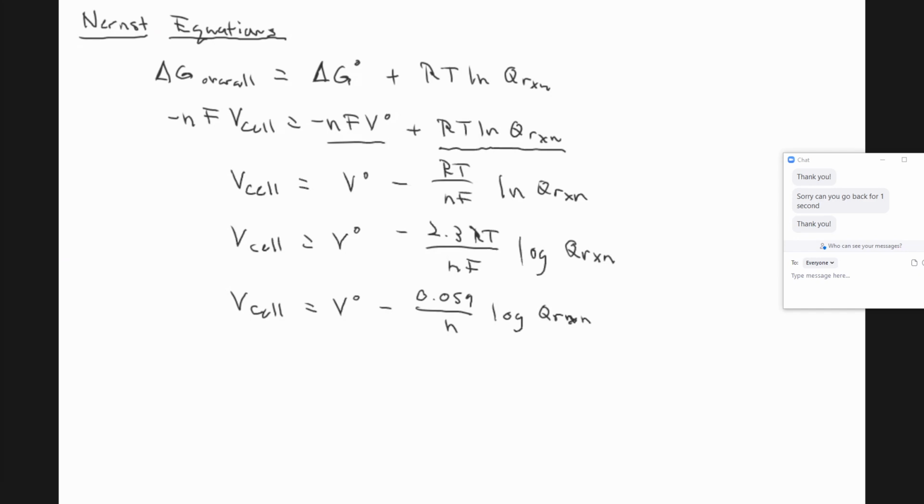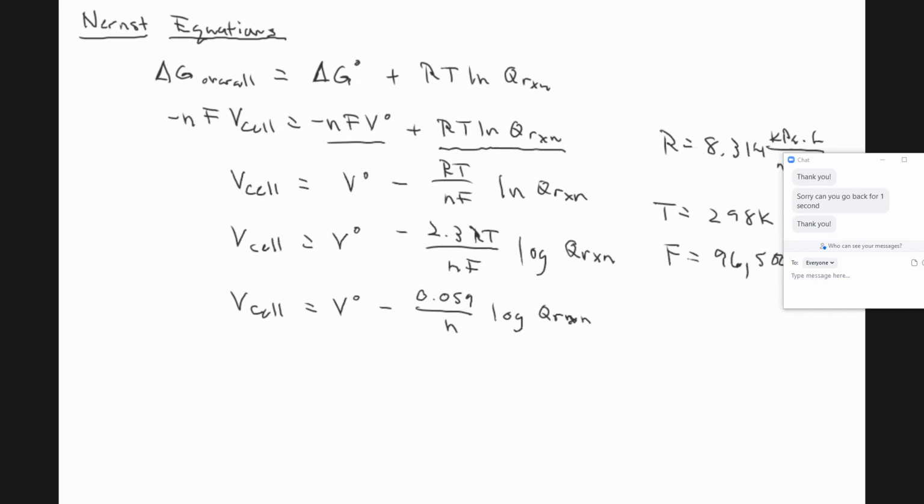So for R, let's put in the constant numbers that I talked about: 8.314 joules per mole times Kelvin. Temperature is room temperature, which is 298 Kelvin. That's 25 degrees Celsius. And Faraday's constant, we already know, is 96,500 coulombs per mole. Okay.